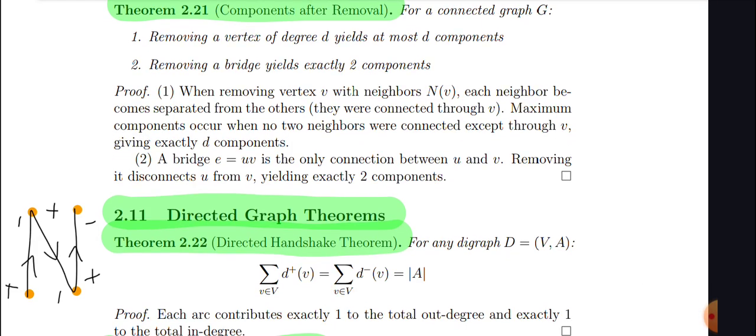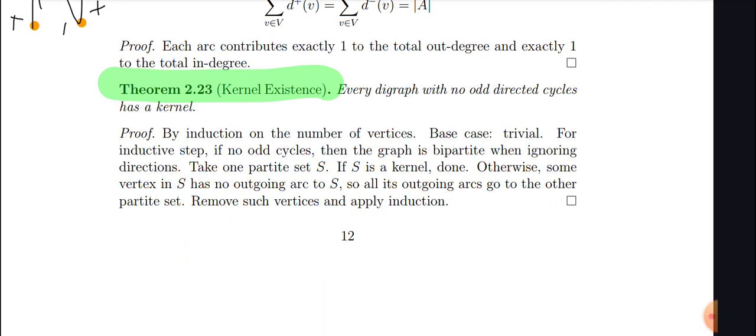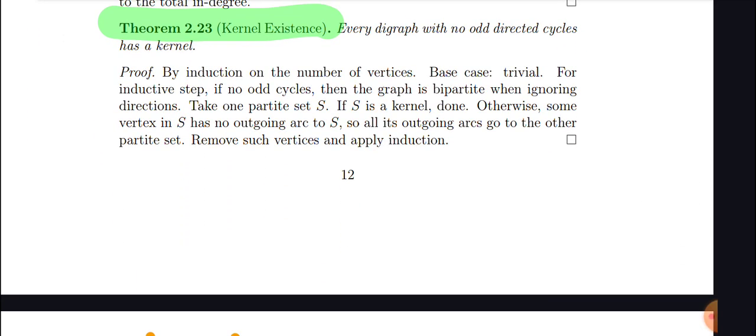A perfect analogy. A more advanced structural concept in digraphs is the kernel. This requires two properties. A subset of vertices S must be independent and dominating. Right. Independent means no arcs within S, and dominating means every vertex outside S has an outgoing arc to some vertex in S. So the kernel is a set of stable sources or dominant points. It is. And the kernel existence theorem states that every digraph with no odd directed cycles has a kernel. This is a very complex condition, often linking the structural properties of odd cycles to the ability to define a stable, non-conflicting core set within the network.